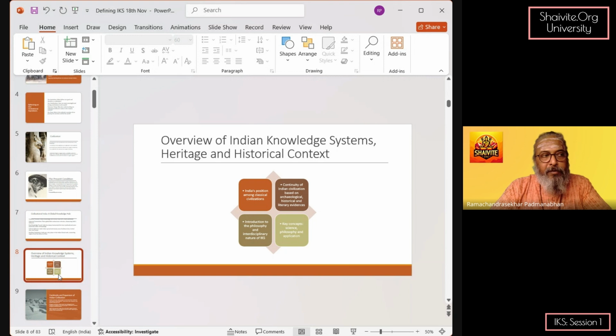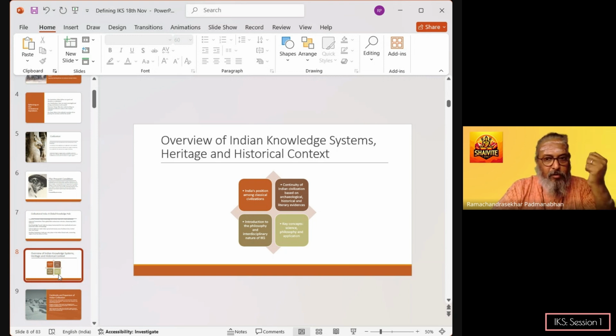Whether it is India's position amongst the older classical civilizations, whether it is about the continuity of Indian civilization, all these lead once again to one common point: India being a knowledge-centric society, and that defining each and every aspect of the Indian civilization.